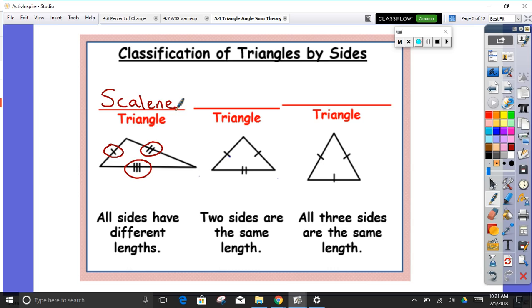Okay, in this triangle, two of the tick marks are the same. They both have 1. That is showing you that those two sides are the same length. What kind of triangle has 2 sides that are the same length? Carly? Isosceles. Okay, and the last type of triangle, all 3 sides are the same length. Irene? Equilateral.